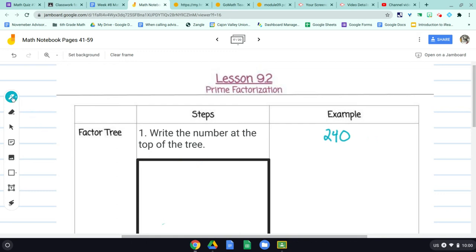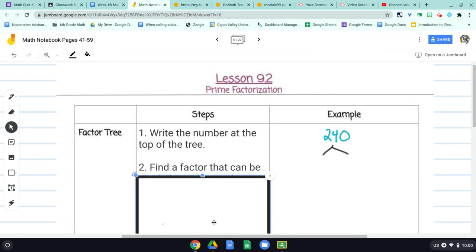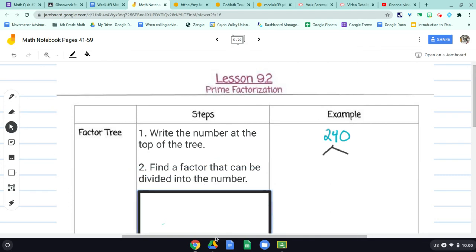Okay, so there's 240 at the top of our tree, and I'm going to start us off with a couple little branches. So we've got our number at the top and we started our tree. Step number two, find a factor that can be divided into the number. Now, this can be any factor. Prime factors are best, but it could be any factor. Let's use the prime factor of 2. Okay, 240 divided by 2 is 120.